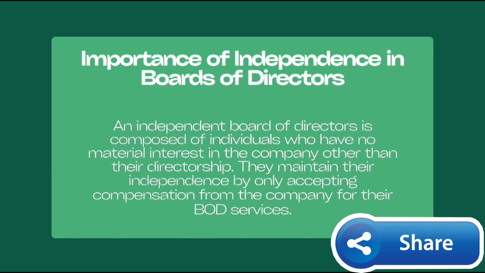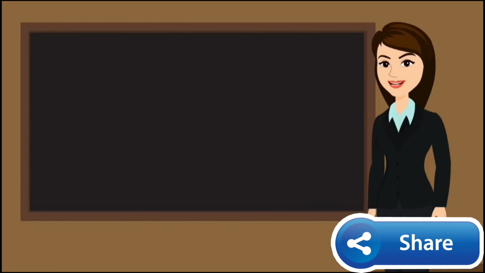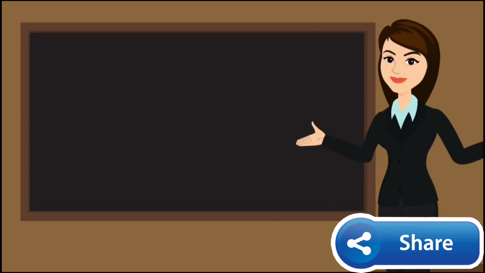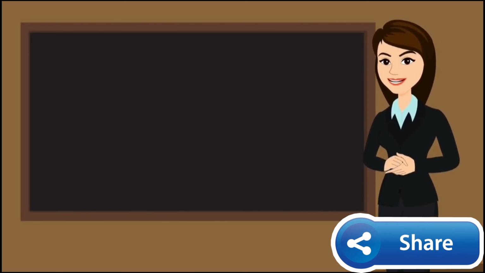First, independence in the board of directors. An independent board of directors is composed of individuals who have no material interest in the company other than their directorship. They maintain their independence by only accepting compensation from the company for their service.